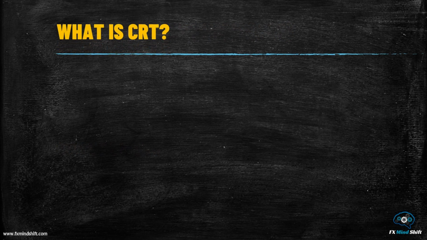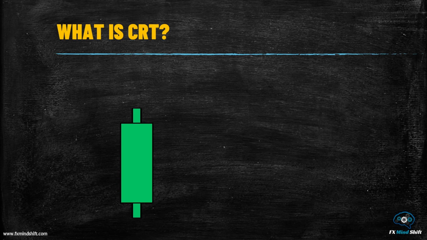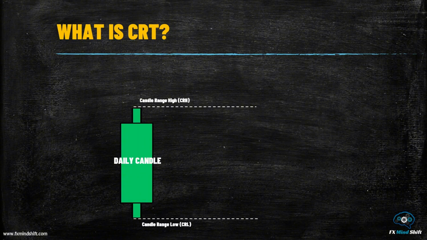All right, so what is CRT, candle range theory? Let's break this down. Like I said, we're going to start with a daily candle. On this daily candle, we're going to mark out the high, which is the candle range high, and we're going to mark out the low, which is the candle range low. And what we want to do is see what the next daily candle is going to do in relation to these highs and lows. Does the next candle break above? And if it breaks above, does it close above? If it does that, then we have a bullish bias.